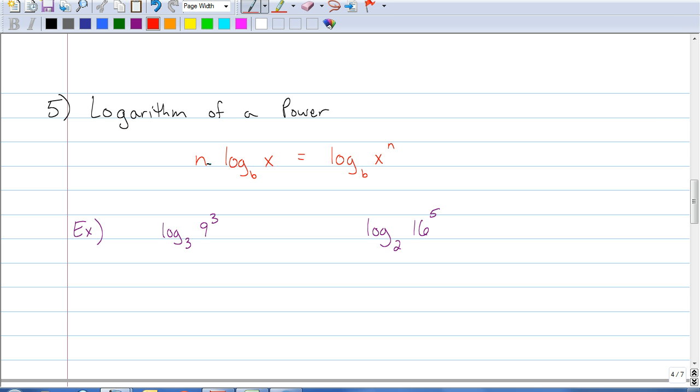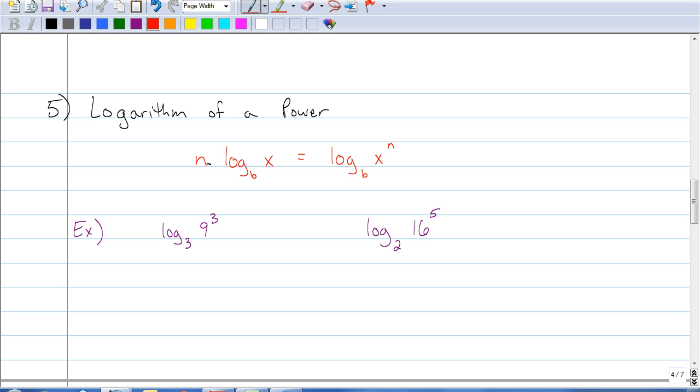So let's look at this first example here. I want to take log base 3 of 9 cubed. Now, this question could be on a test where you'd have to do this without a calculator. You might think, well, wait a minute, 9 cubed, I don't know what that is. Well, if you did the work, you'd figure out that 9 cubed is 729, but then you'd have to figure out what exponent you would apply to 3 to get 729? Well, that would take you a while.